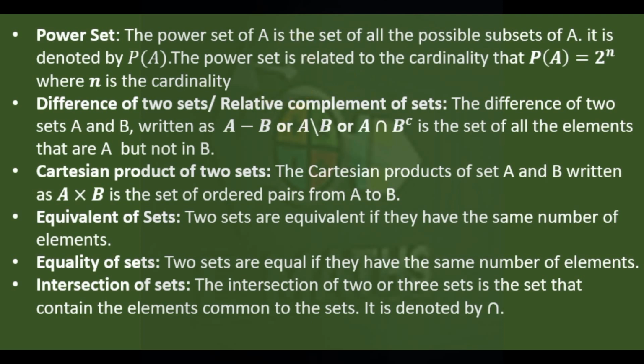Okay, the next term is the power set. The power set of a set A is the set of all possible subsets of A. It means it is the set that can be formed using the elements in the set A. It is related to cardinality as the power. That's the symbol for power set. The power set is given as 2 raised to power n, where n is the cardinality. Okay, let me explain.